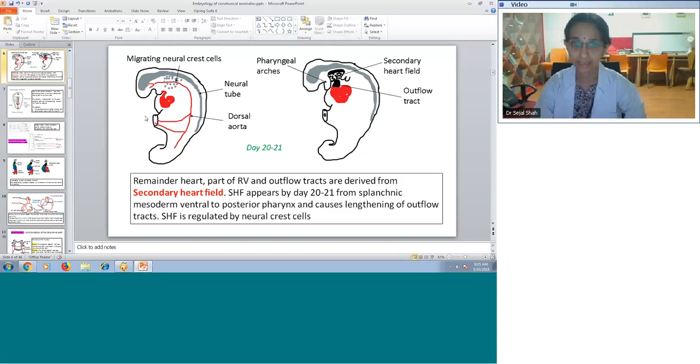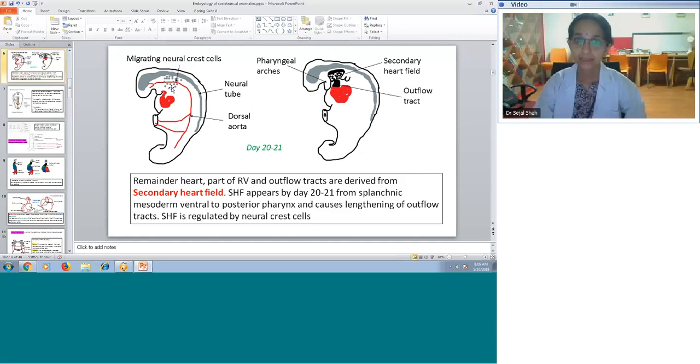So what is secondary heart field? Now here you can see in a sagittal section of the embryo during the 3rd week of gestation, this is the heart. This is the neural tube, and there are neural crest cells which migrate in just cranial to the notochord, and this is called the secondary heart field. So it appears in the 3rd week of gestation from the splanchnopleuric mesoderm, and it lies ventral to the posterior pharynx. So this is the pharyngeal arches. This is the secondary heart field.